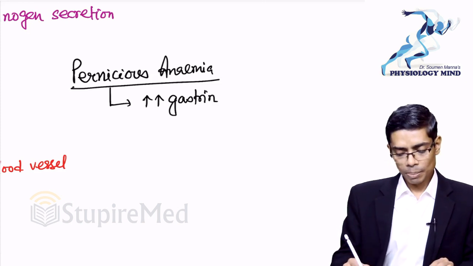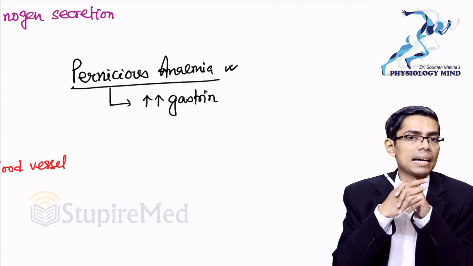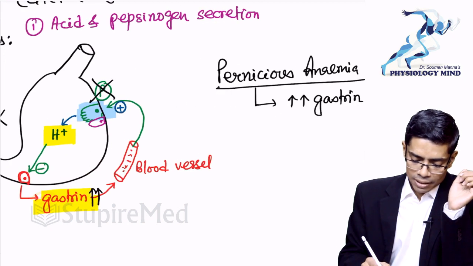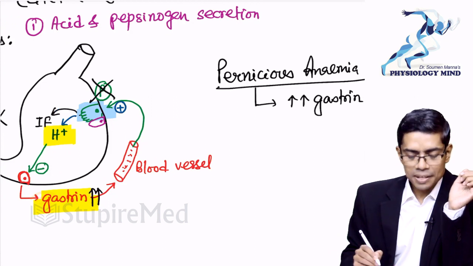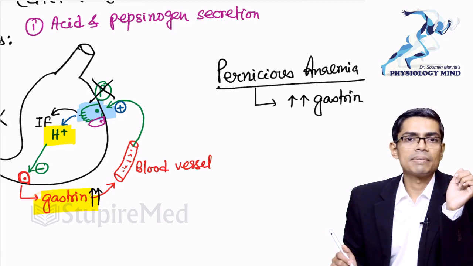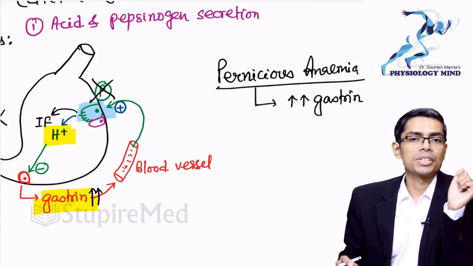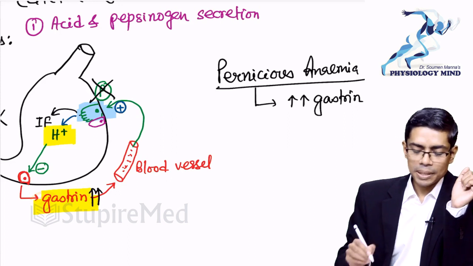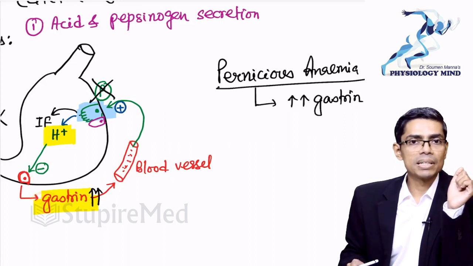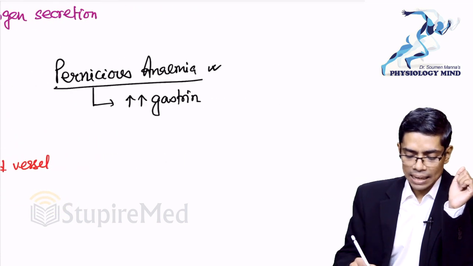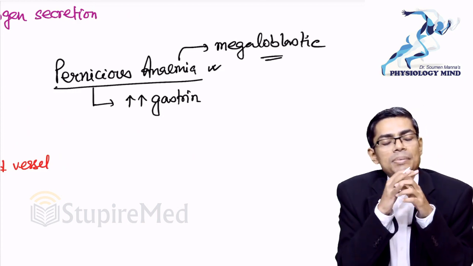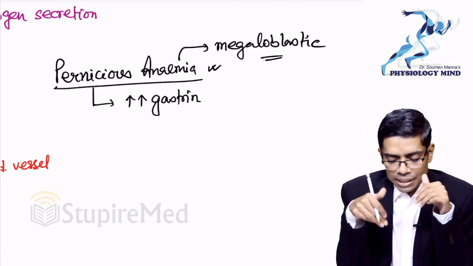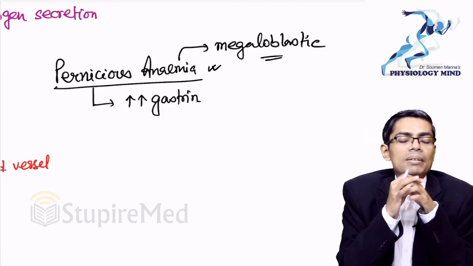So in pernicious anemia, there is anti-parietal cell antibody. All of you know that the parietal cell, apart from acid, also secretes intrinsic factor, which is responsible for vitamin B12 absorption. Obviously this pernicious anemia patient will have vitamin B12 deficiency, which leads to anemia. Which type of anemia? Megaloblastic anemia. That's why the feature of pernicious anemia is megaloblastic anemia. But here we are discussing that there will be increased serum level of gastrin.